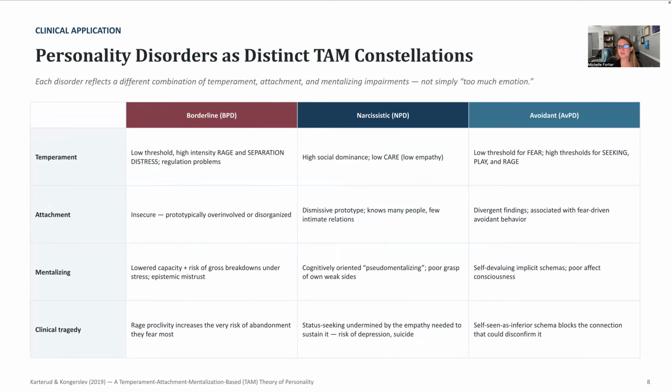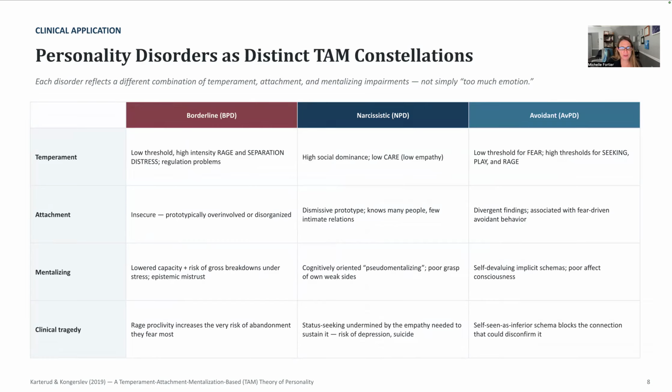Clinical application of this model: they give us 3 different personality disorders and how it might show up with the TAM. The borderline personality has a low threshold and high intensity of rage and separation distress, and there's difficulty with regulation. Attachment tends to be insecure. It's prototypically over-involved or disorganized.